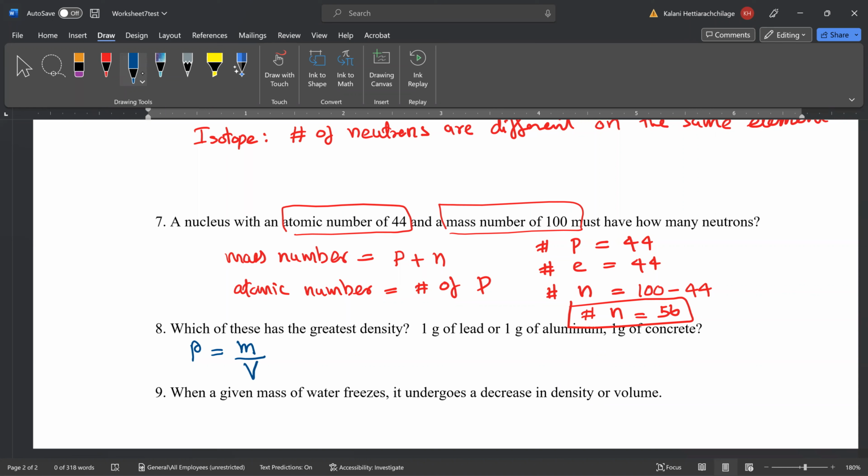So now it says 1 gram of lead and 1 gram of aluminium. That means they have the same mass. And 1 gram of concrete. Let's forget about the concrete in here. We don't want the concrete, because concrete is not in the periodic table. Let's take 1 gram of lead and 1 gram of aluminium. So now if you go to the periodic table, lead is heavier than aluminium, right?